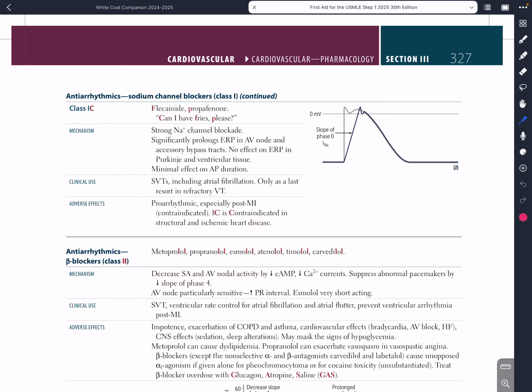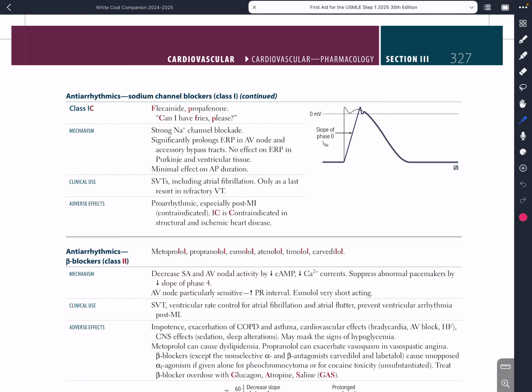So, class 1Cs significantly prolong refractory potential in AV node and accessory bypass tracts. However, they do not have any effect on ERP in Purkinje and ventricular tissues. So, in ventricular tissue and Purkinje fibers, class 1C like flecainide, propafenone have no effect, and they have minimal effect on AP duration.